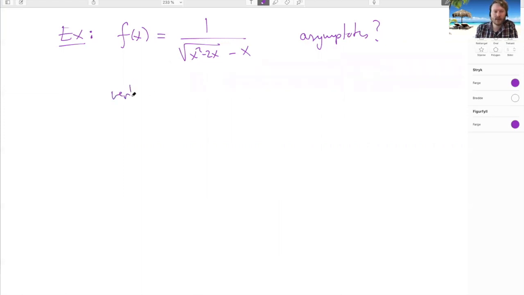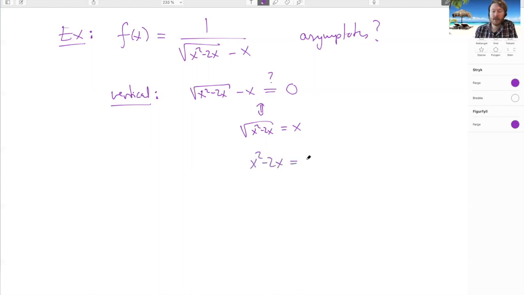So first, vertical asymptotes. The first thing we do is we investigate when this thing here is equal to 0. That's our only hope of finding a vertical asymptote here. So if we shift things around a little bit, we get this. And now we can square both sides. So this gives us x squared minus 2x equals x squared. Now, taking square roots, I should have put plus minus here. So we only have this arrow. We don't have the arrow back up, meaning that we may get false solutions here. So we have to be careful.